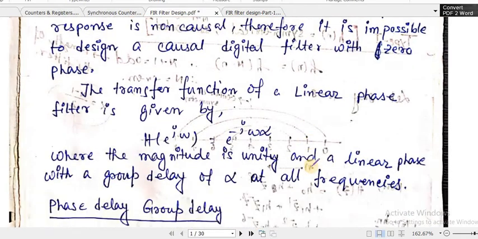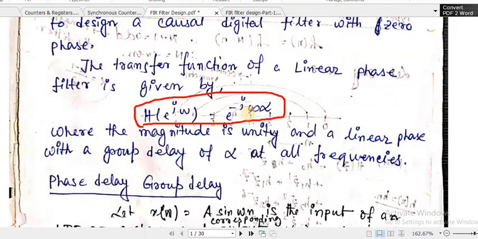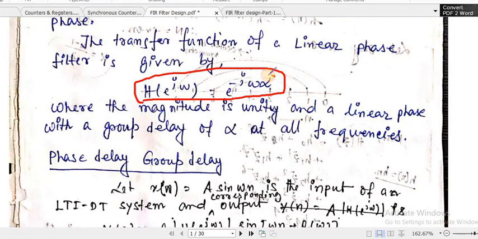In case of a linear phase system, we can write the overall frequency response like this, where we consider the magnitude |H(e^jω)| as 1. Here α is basically a constant, and this is the phase response, linear phase. So this is the concept of a linear phase system, and we can also show that in case of an IIR filter, this kind of linear phase system is not possible.